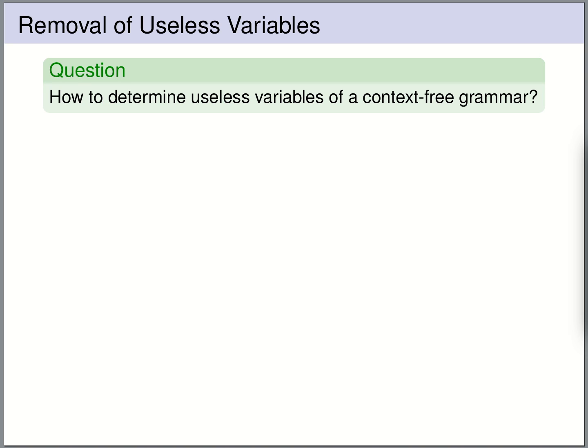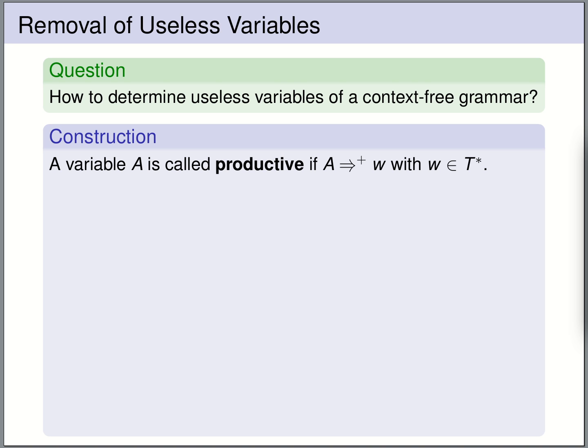So how to determine the useless variables of a context-free grammar? We will do this in two steps. First, we are going to determine the productive variables of a context-free grammar. We say that the variable A is productive if there is a derivation to a terminal word. So clearly, if you have a variable that does not admit the derivation to a terminal word, then this variable is useless. So the non-productive variables are clearly all useless.